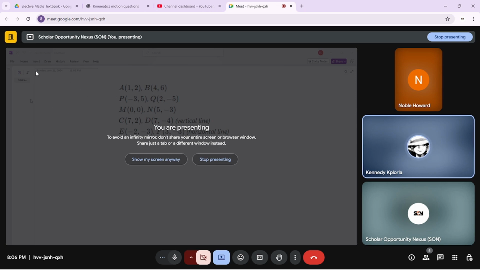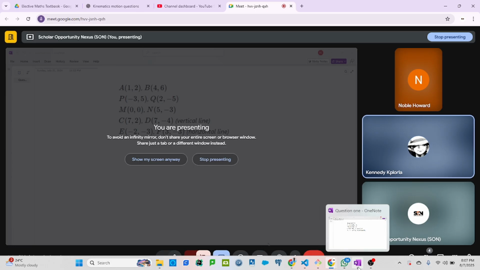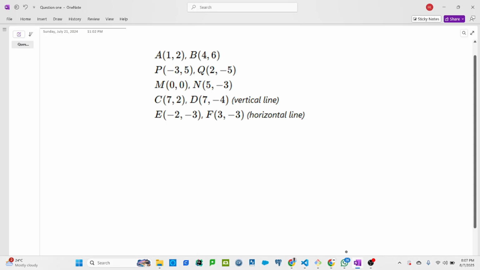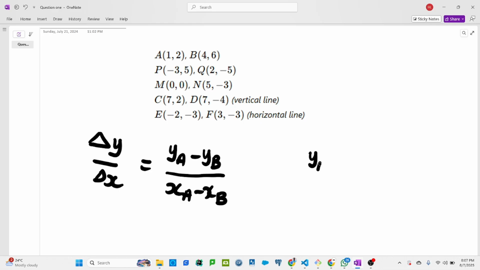For example, we have E (xe, ye) and B (xb, yb). The formula is change in y over change in x. So when you subtract ye and yb, you do ye minus yb. You must make sure the one at the bottom follows the same sequence, which is xe minus xb. If you change it to ye minus yb all over xb minus xe, your answer will be wrong.